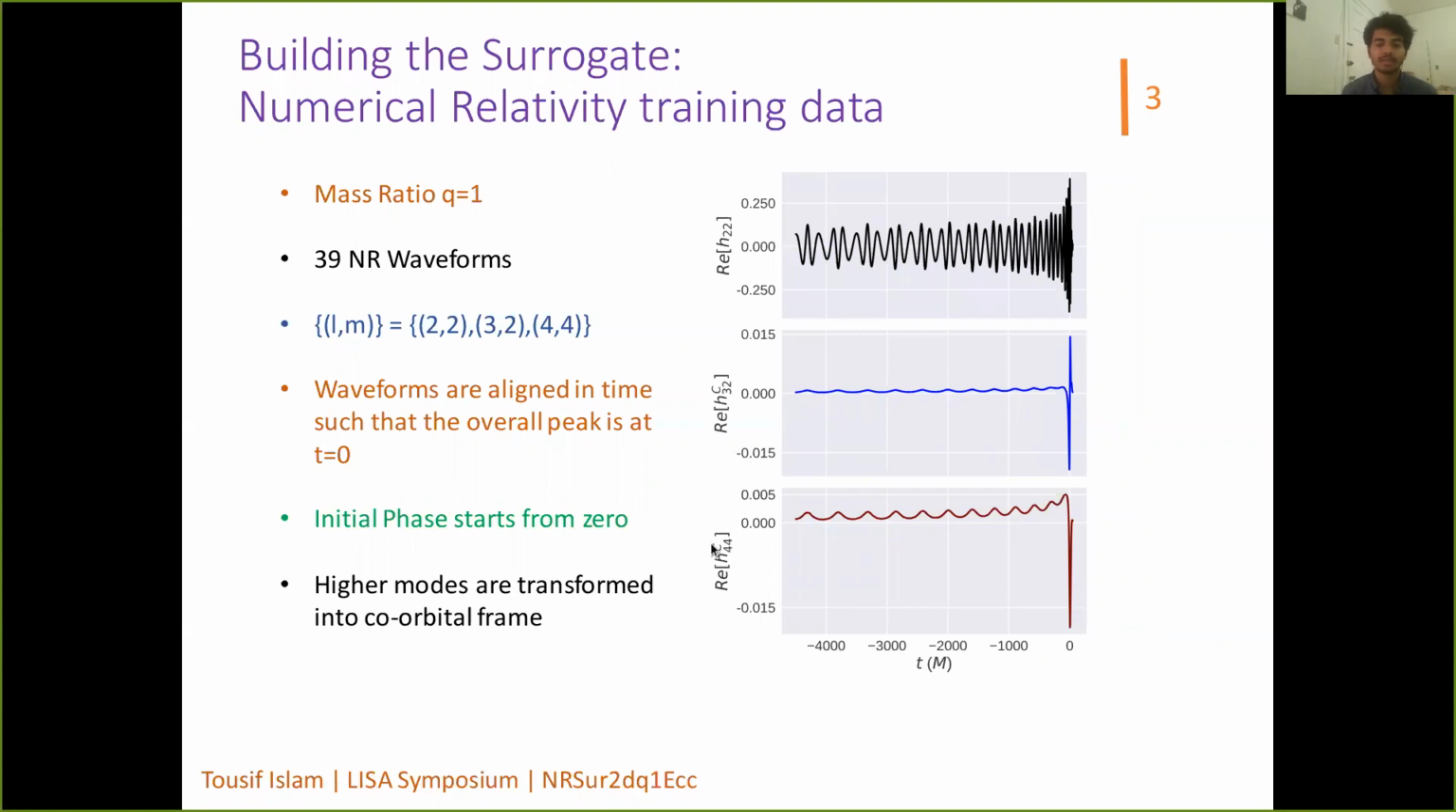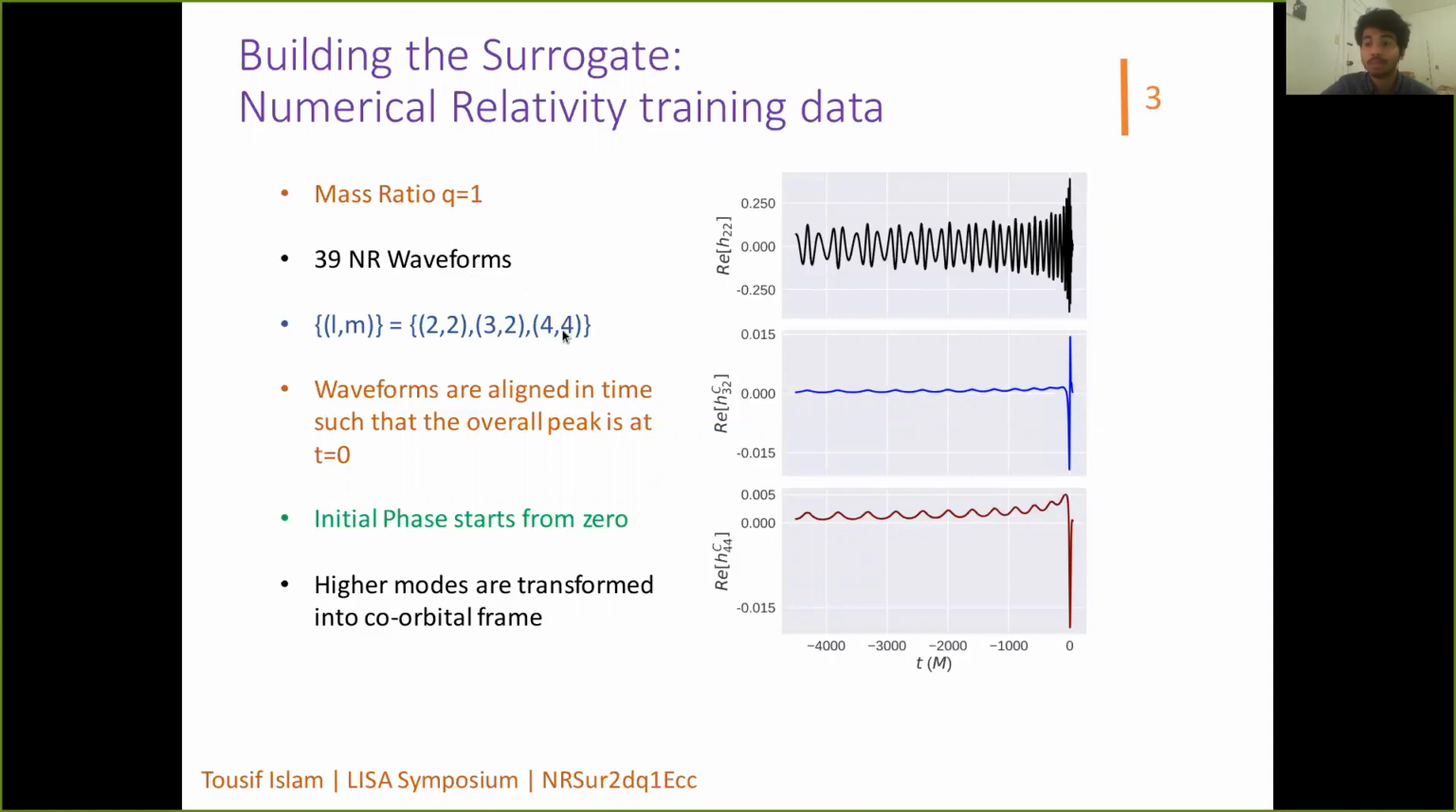Here we construct an in-principle mass ratio q equal to 1 NR surrogate model for eccentric binary black hole waveforms. We call the time-domain inspiral-merger-ringdown waveform model NRSur2D_q1_Ecc. The model is built with 39 NR waveforms. We have the dominant 2-2 mode as well as two different higher modes, 3-2 and 4-4.